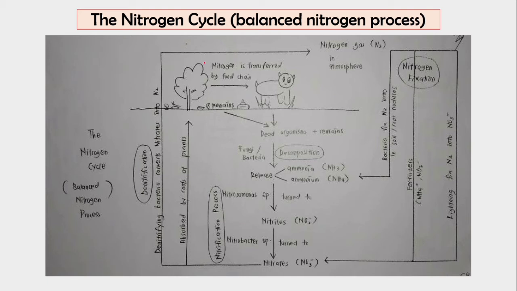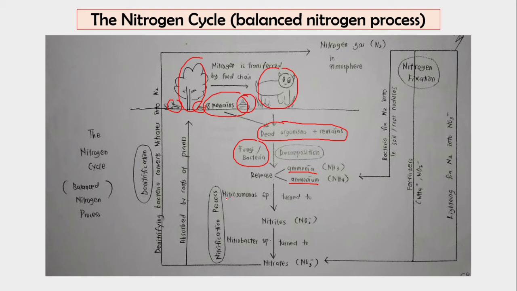Okay, we start with this one. The living things: the plants and animals as well as humans. Okay, the remains such as debris, the slowly falling trees, fallen leaves, and also feces. Okay, so all dead organisms and remains will be decomposed by fungi or bacteria. And this process will release ammonia and also ammonium into the soil.